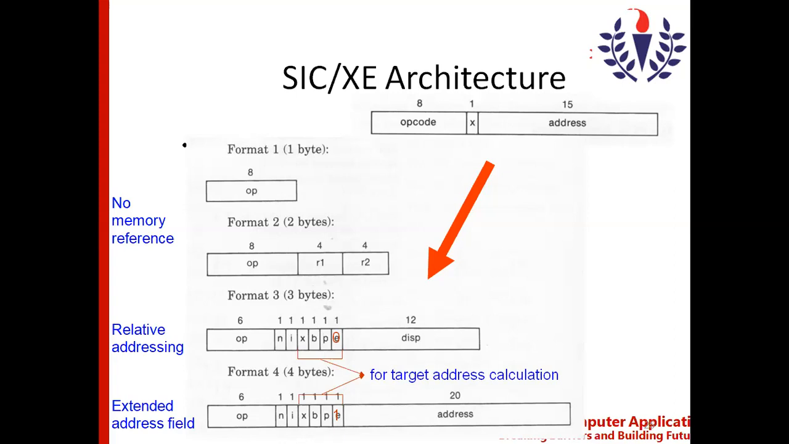And coming to the fourth format, we again have the opcode 6 bits, and we have the NIXBPE bits. And if you look at the address field, it has a 20 bit field instead of 15. Format 3 is almost similar to the instruction format in SIC, whereas in format 3 we use displacement; in the instruction format in SIC we use the address field.